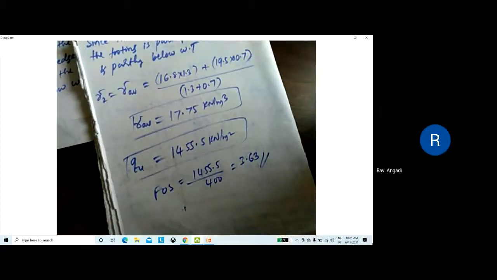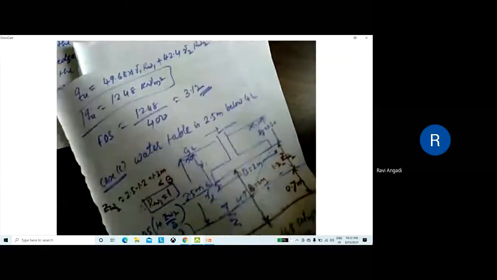Understood it? All of you? Why are we taking the average? Yes, sir. Now if you understand this, the problem will be clear to all of you. I'll repeat it once again. Try to understand.